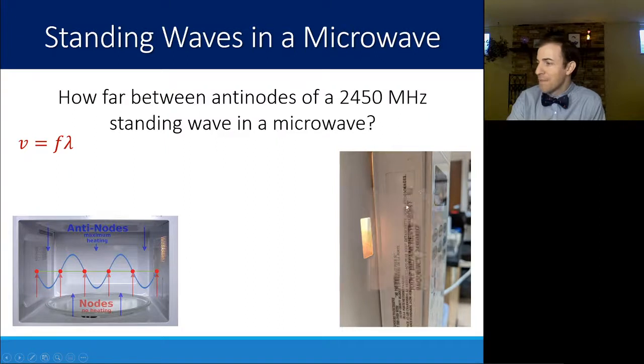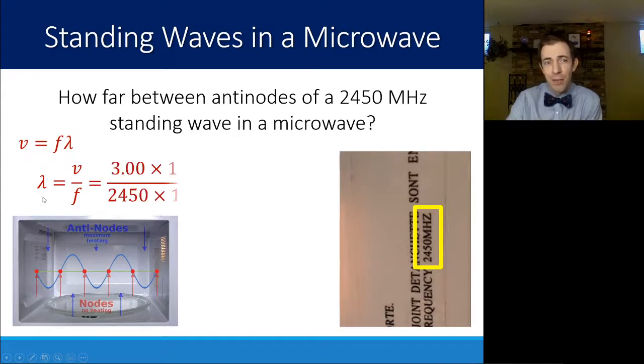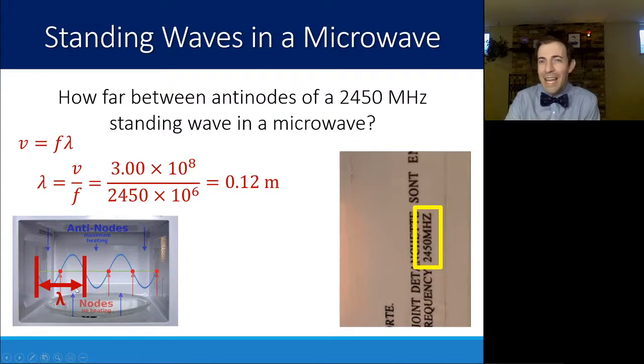So on my microwave here, I noticed that it had written on it the frequency of the microwave that it was using. It was 2,450 megahertz. I know that the speed of light is 3.0 times 10 to the 8th. So I can plug that in to solve for the wavelength of this microwave. 3.00 times 10 to the 8th divided by 2,450 megahertz. Mega is just a prefix for million. So we're going to multiply that by 10 to the 6th to get that into hertz. That comes out to 0.12 meters. That is the distance of one wavelength of this.